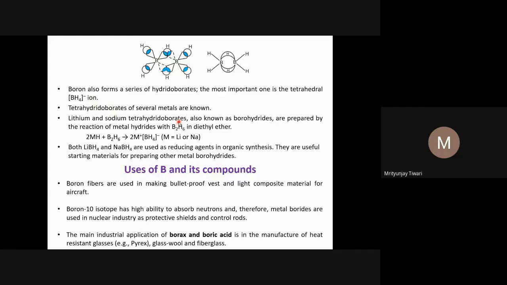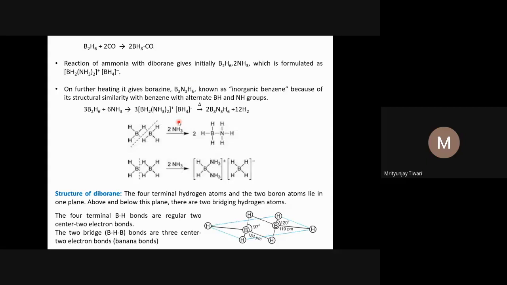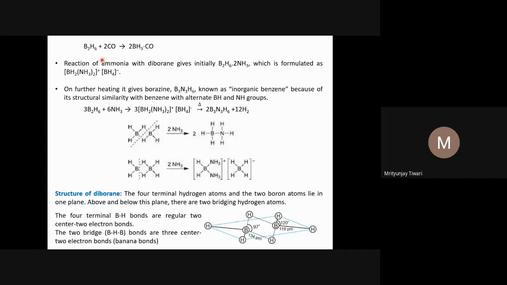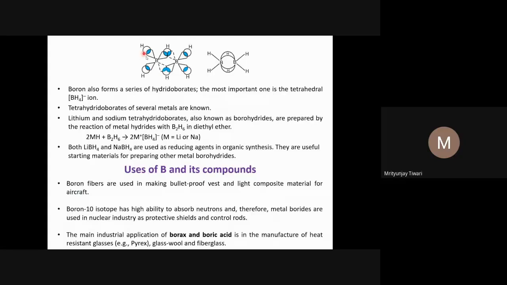So sodium, one of the examples that we have seen somewhere, see here, NaBH4. This is a hydridoborate of sodium. So lithium and sodium tetrahydridoborates are also known as borohydrides, and that's why we call them sodium borohydride or lithium borohydride.